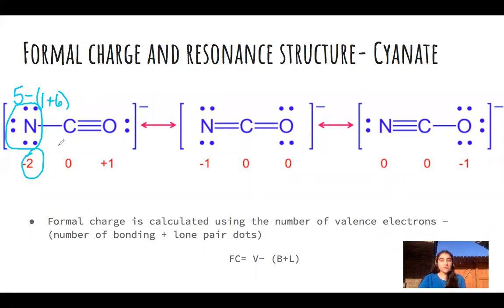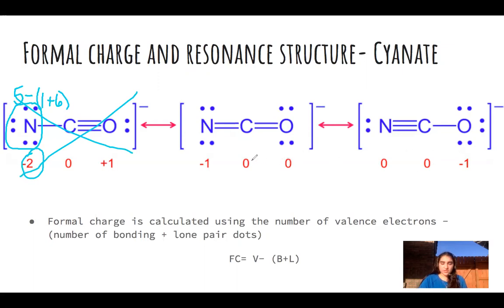I want to tell you why this resonance structure here is not good. Well, we know for sure it is not going to be stable because of that high formal charge of -2. So right away we can just exit it out. And now we're left with these two.